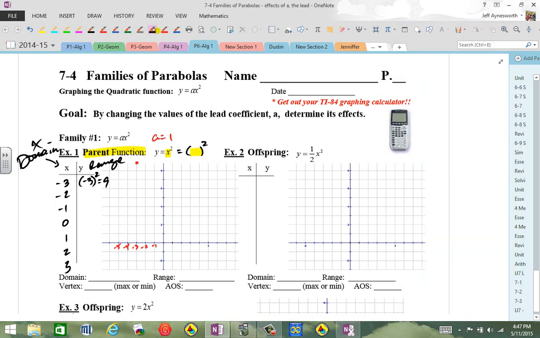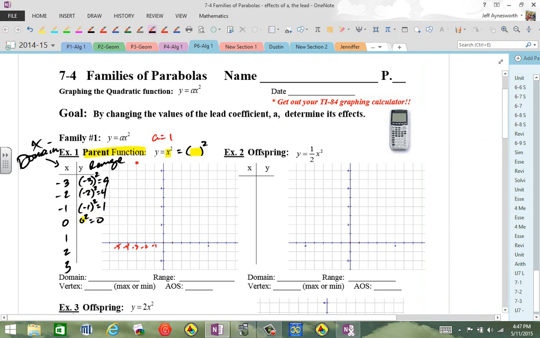So practice good habits. Here we've got -2 squared, which is -2 times -2, or 4. -1 squared is 1, because -1 times -1 is 1. 0 squared is simply 0. 1 squared is 1, 2 squared is 4, and 3 squared is 9. So we've got the ordered pairs: -3, 9, which we already plotted; -2, 4, so left 2, up 4; left 1, up 1, which is -1, 1; the origin 0, 0; and 1, 1.